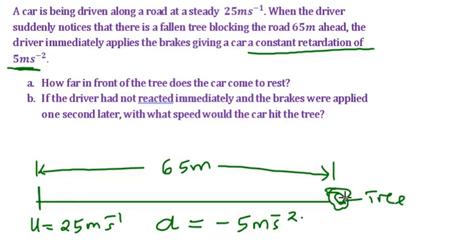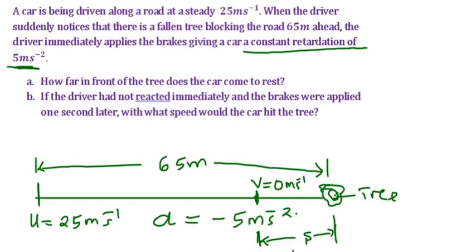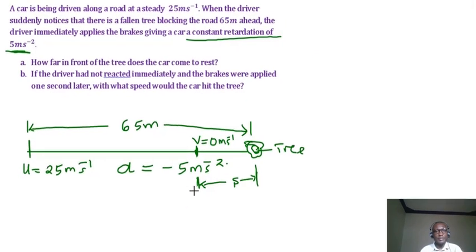This car will not come to rest exactly at the point where the tree has fallen. So the car is going to rest somewhere here, and where it rests, the final velocity is going to be 0 meters per second. Now they need how far in front of the tree, meaning they need us to find this distance here. This distance I can call S. That is the distance they need us to find.